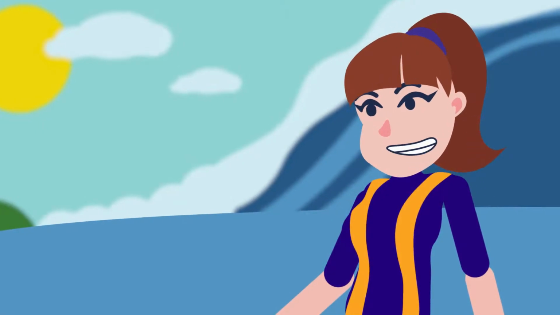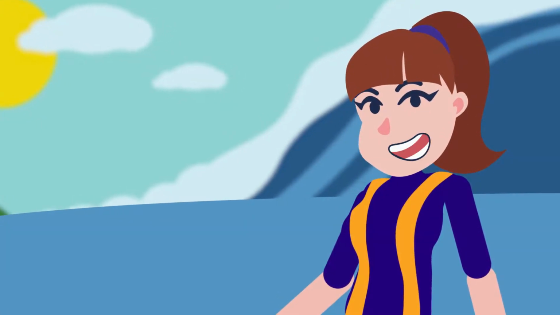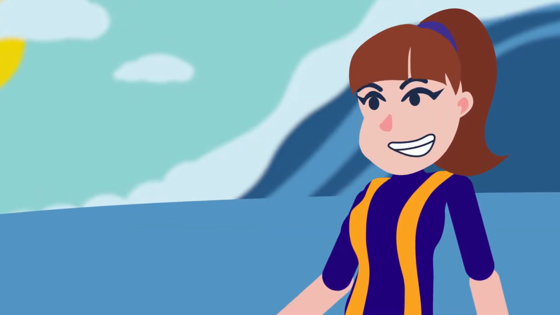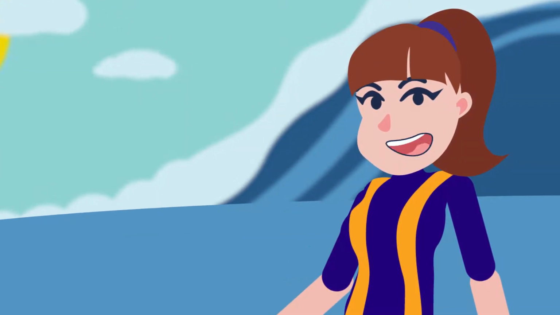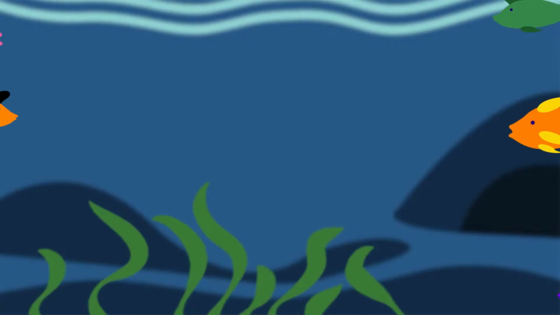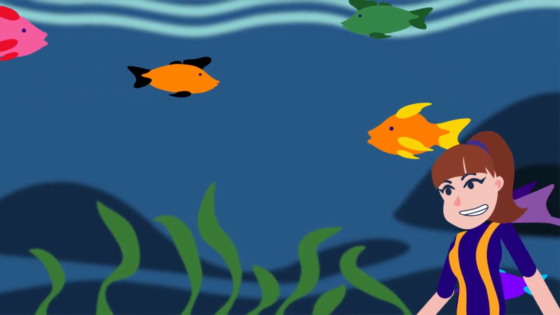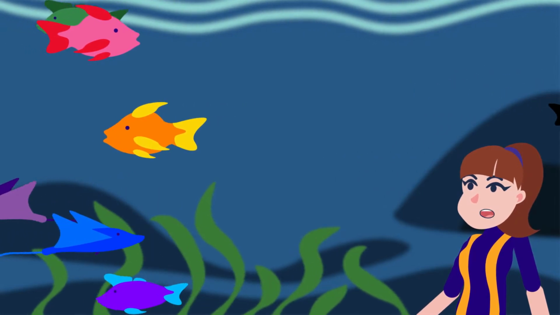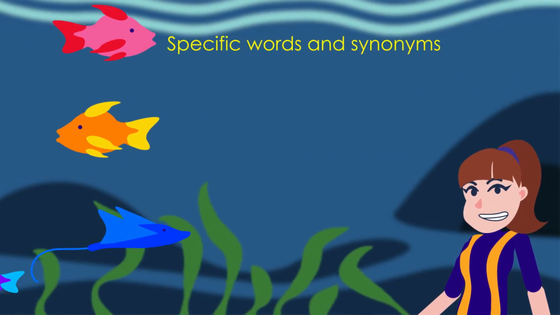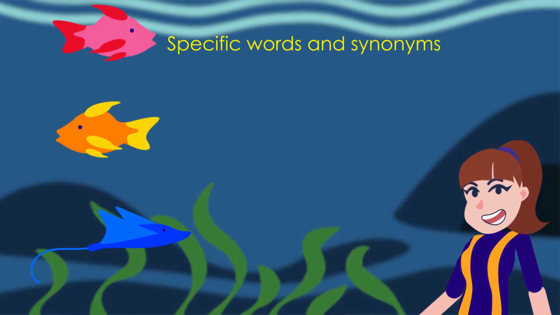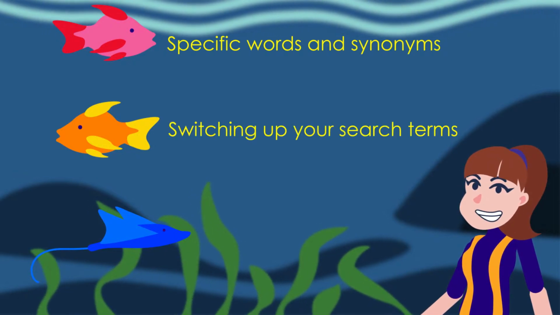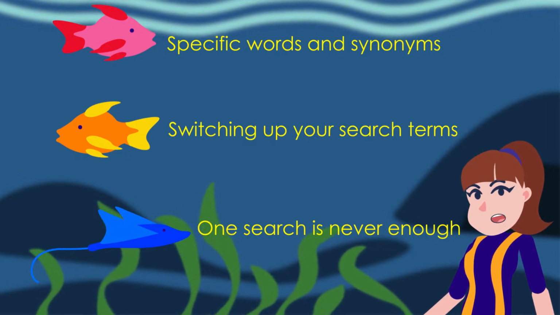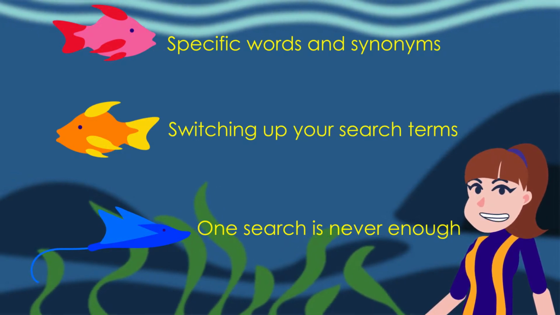So you're trying to surf through Google and find some totally rad information for your research paper? Well, here's a few tips for navigating the endless waves of the internet. Whenever we search for something on Google, Google searches through its ocean of online resources to find pages related to your search. By using specific words and synonyms related to your search, switching up your search terms, and remembering that one search is never enough, this will help you find the best information for your research.